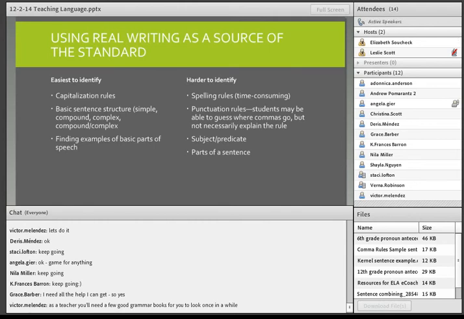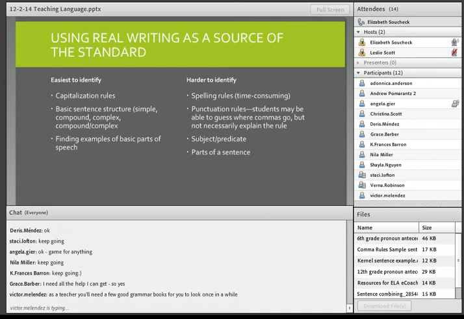Finding examples of basic parts of speech is also pretty easy if that's where you're starting with your students. Harder to identify rules are things like spelling. It's really time consuming to do that in real text. And punctuation rules. It might be something you could have them do, like if you know you're covering comma rules and you want students to find places where the writing has the comma after that introductory element. Focusing it like that would be pretty easy, but just having them let loose on a text and say, find out where they use commas and why, would be really difficult.